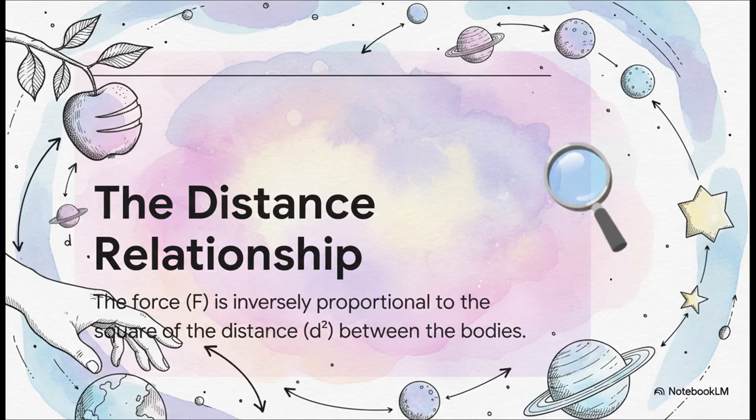The second clue, which is all about distance, is a little more surprising. It follows what we call an inverse square law. And what that means is, as two objects get farther apart, the gravitational force between them gets weaker, and it gets weaker fast. So if you double the distance, the force isn't just cut in half. No way. It becomes 4 times weaker. If you triple the distance, it's 9 times weaker. This rapid drop-off is absolutely crucial.